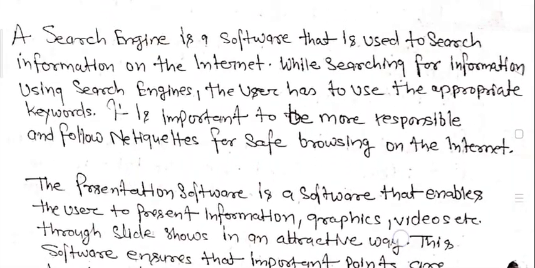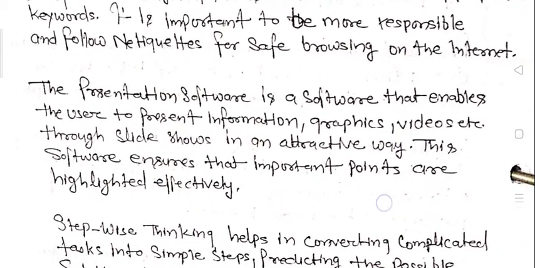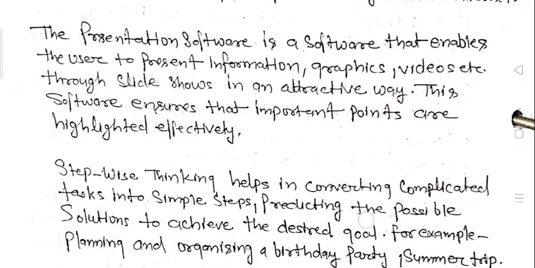A search engine is a software that is used to search information on the internet. While searching for information using search engines, the user has to use the appropriate keyword. It is important to be more responsible and follow netiquette for safe browsing on the internet. The presentation software is a software that enables the user to present information, graphics, video, etc. through slideshow in an attractive way. This software ensures that important points are highlighted effectively.